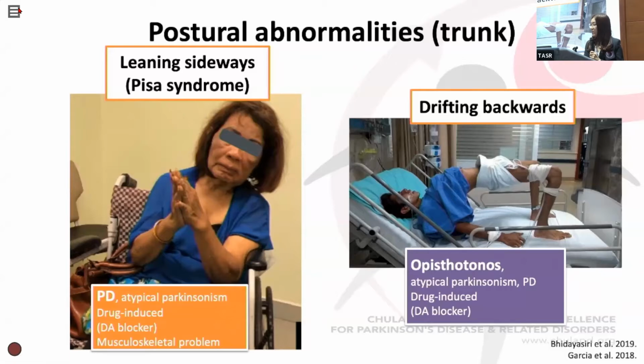And what about drifting backwards? Of course, we have to suspect opisthotonus, which may be caused by what we know, tetanus, or some types of poisoning. This can be found in atypical Parkinsonism like PSP and PD also. Another thing to be noted is that drugs can cause all the postural abnormalities, especially drugs of the dopamine blocker or neuroleptic type. You see that it will be listed in all the postural abnormalities.